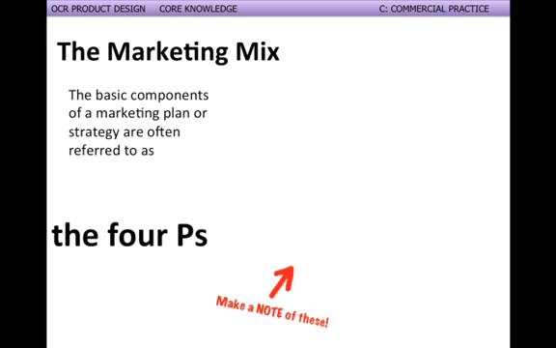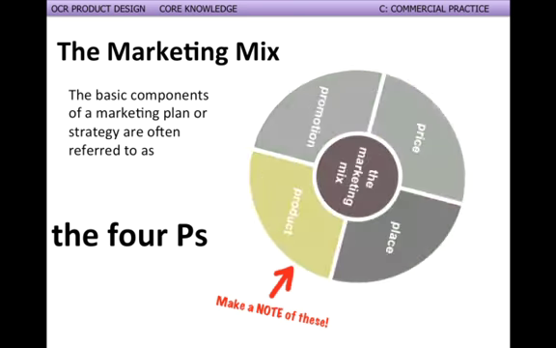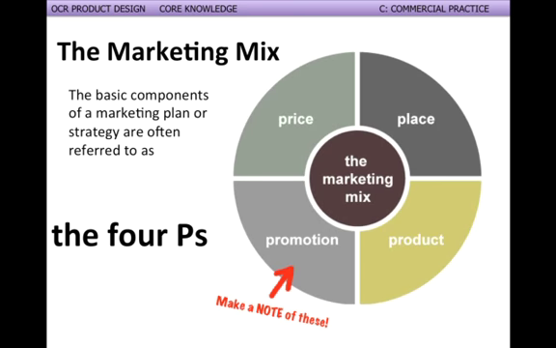Now part of that strategy is something that's referred to as the marketing mix, or a marketing strategy, and the basic components are often called the 4Ps. This is really, really important that you remember this. That's price, place, promotion, and product. It doesn't matter which order you put them in, but you need to remember those 4Ps.